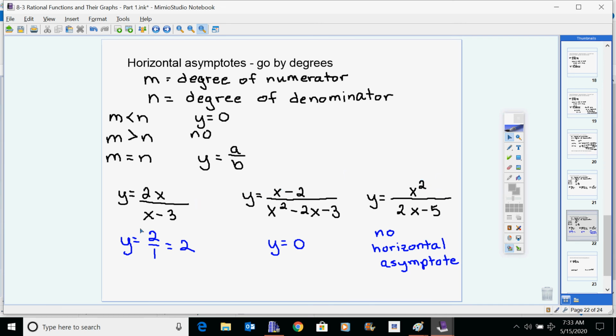Okay, so once again, if the exponents are equal, you take the coefficients, the numbers in front, and make a fraction. That would be your y, your horizontal asymptote. If this one's smaller than this one, it's y equals 0. And if this one is bigger than this one, there's none.